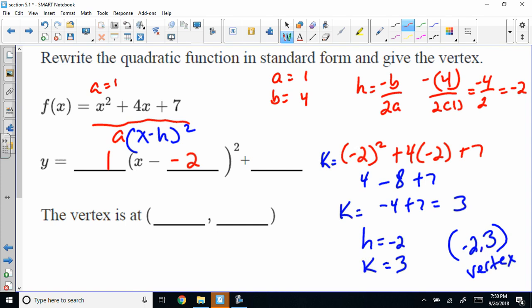And of course, the k is the external. That's the vertical shift part, right? Then that would be 3. So we'd have negative 2 and what? 3 for a vertex, right? Note that this right here is really going to be what? Right?